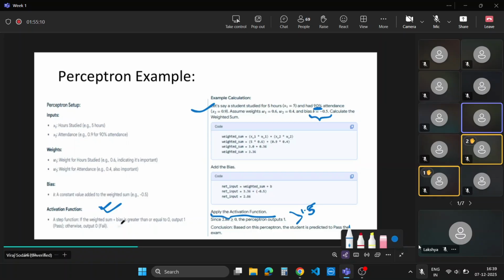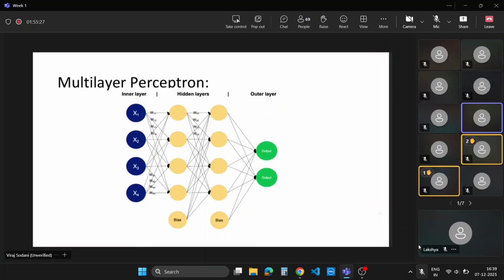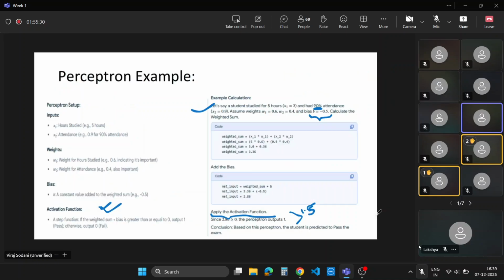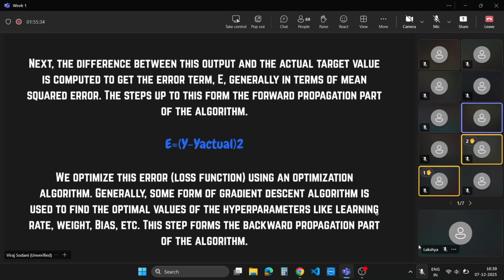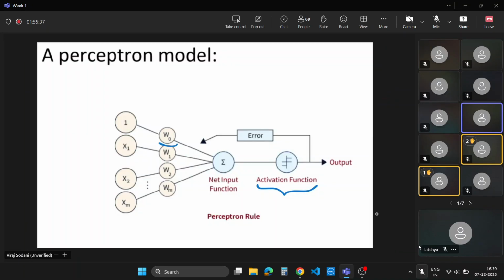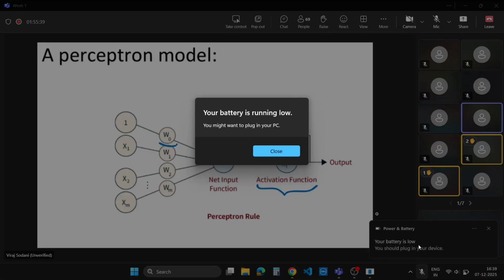If the weighted sum plus bias is greater than or equal to 0, output 1, that is pass, otherwise output 0, fail. You can change this condition for equal to 0 or that one. Obviously तुम change कर सकते हो according to your needs. Okay, so that was a quick example for the same. तो अभी तक तो ये सारी बातें हो रही थी कि how does one perceptron work, like you provide inputs with the weights attached to it, like how much it would affect the output for that particular function.